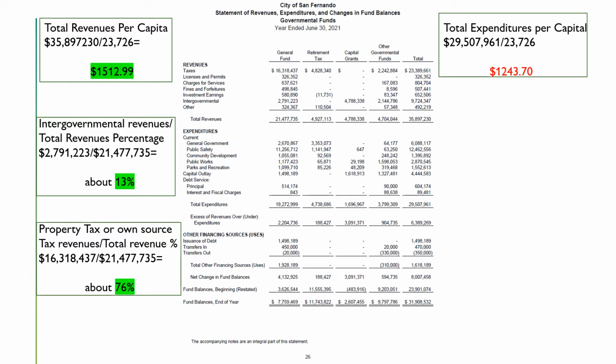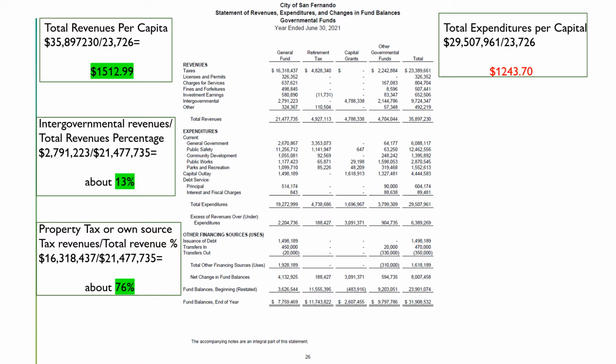The next indicator will be the total expenditures per capita. This is found by getting the total expenditures and dividing it by the population of the city, which is about 23,726, and the total comes out to $1,243.70. As you can see from the previous revenue and the expenditure, the expenditure is less than the revenue, which is a good sign for the city.